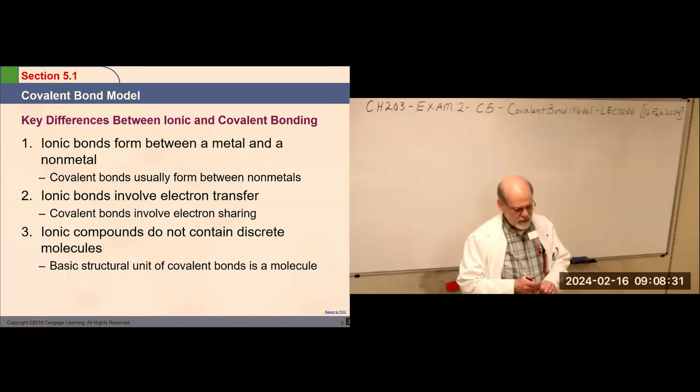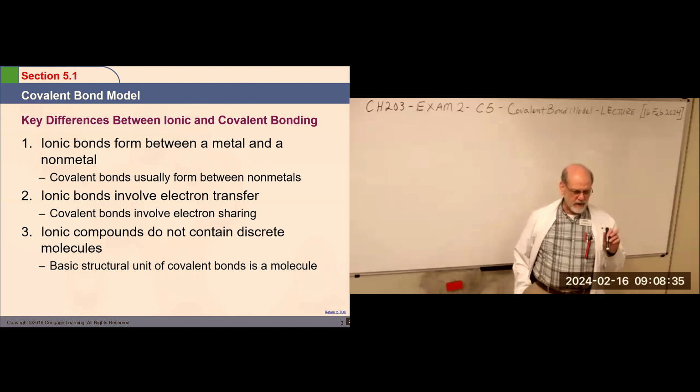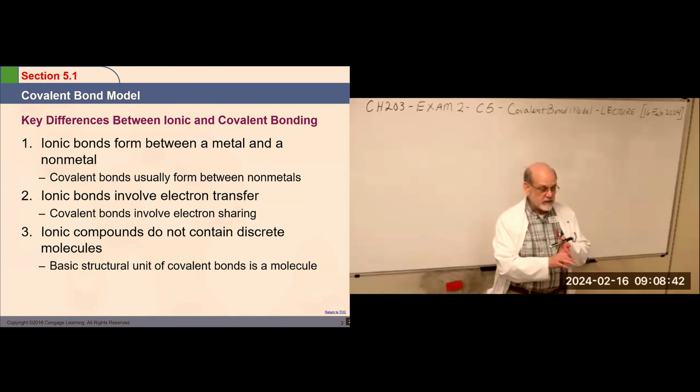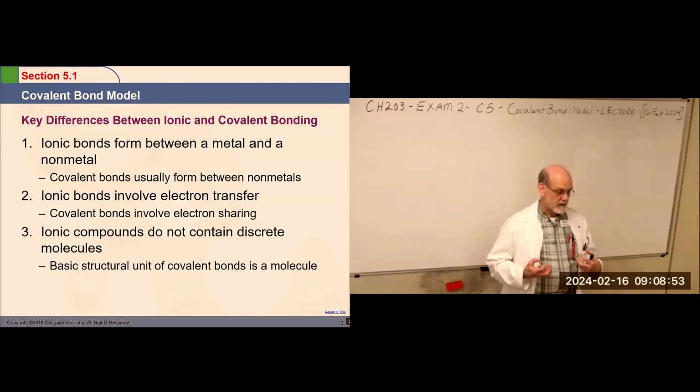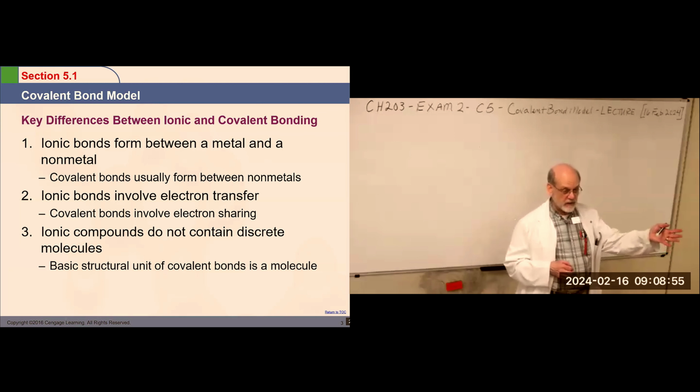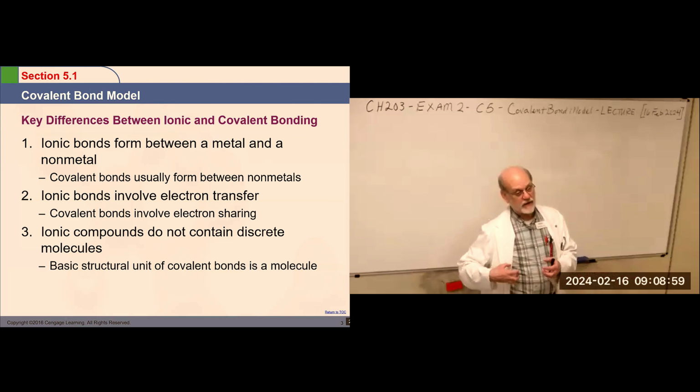This is pretty much a reminder of the key differences between the ionic and the covalent bond. Ionic bonds, first of all, are between metals and nonmetals. And covalent bonds are always between two nonmetals. And the reason for that is that with a metal and nonmetal, you get an uneven pull on electrons. Metals want to give up their electrons so they can look like a noble gas. Nonmetals want to gain electrons so they can look like a noble gas.